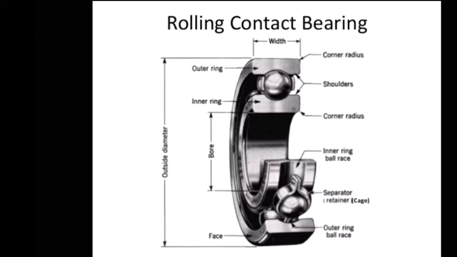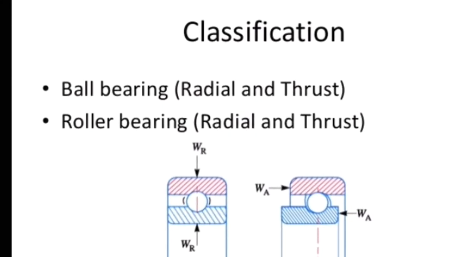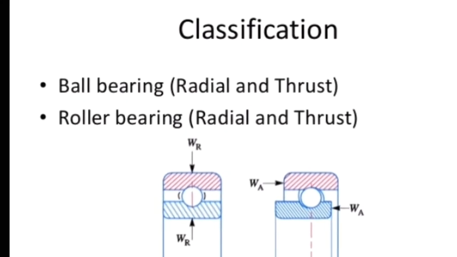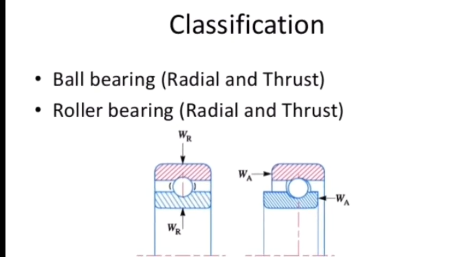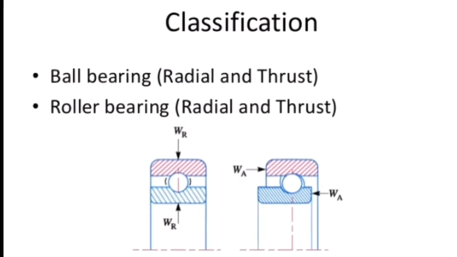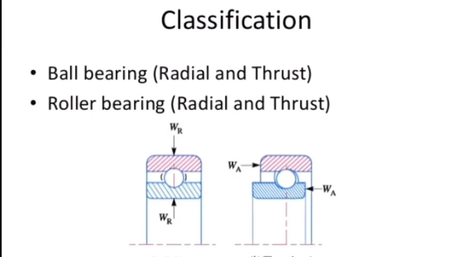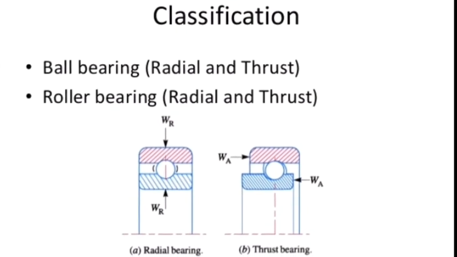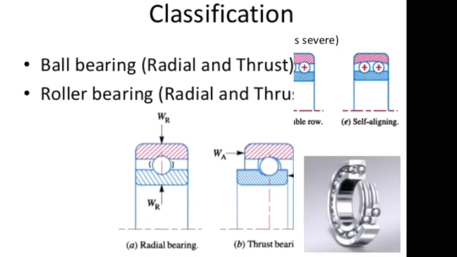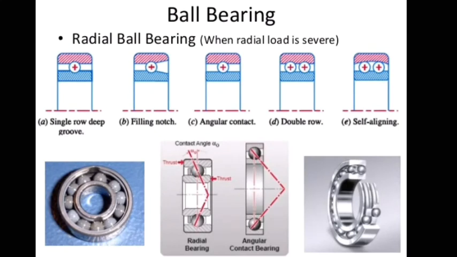So this is about rolling contact bearing, and next we are going to discuss the classification of rolling contact bearings. Rolling contact bearings are classified into two types: ball bearings and roller bearings. In ball bearings we use balls between the inner and outer rings, and in roller bearings we use rollers between the inner and outer rings. Let's see, first one is the ball bearings.